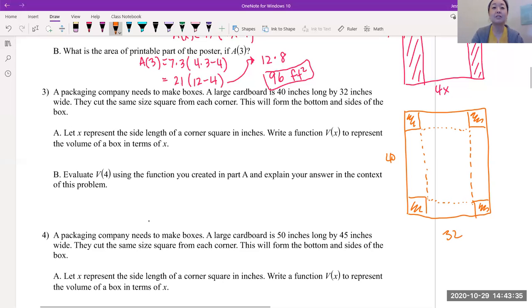All right, and so what we're going to do now, it says let X represent the side length of the corner square in inches. Okay, so which means this guy, X. This guy, X. Remember, since it's a square, both sides have to be equivalent or the same. So I'm just going to write all of them as X's. Why not? All right. So it says write the function V of X to represent the volume of the box in terms of X. The volume, right?